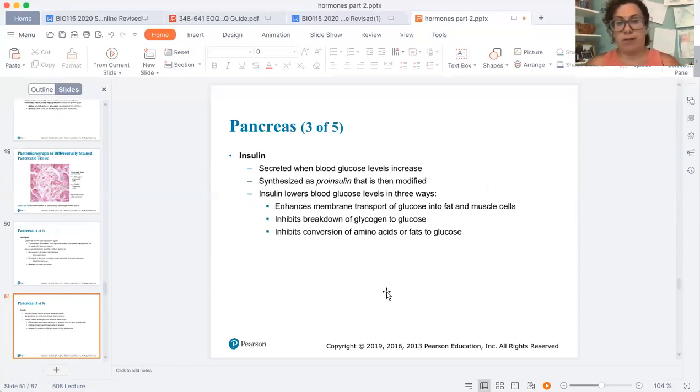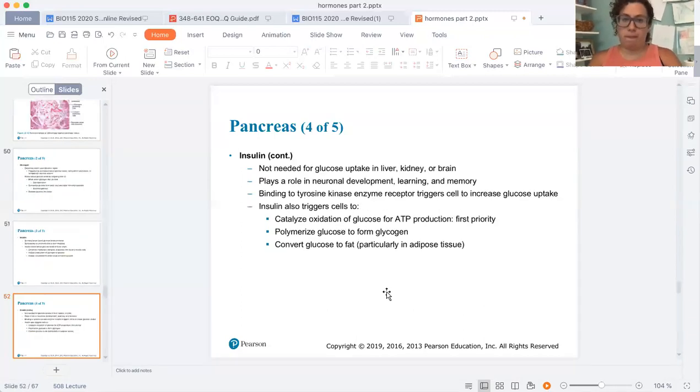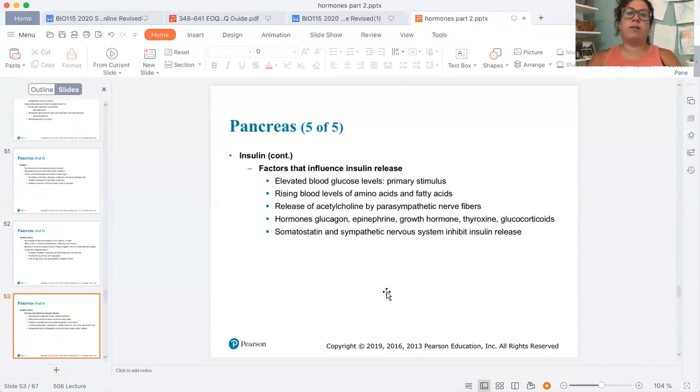Insulin, on the other side, its idea is to inhibit the amount of blood sugar. So it's meant to bring blood sugar down. Okay, so it responds when glucose is too high, and it shuttles blood sugar into our cells to be used. And we don't need to know all these little things, but a little fun fact is that it does play a role in neuronal development, learning, and memory.